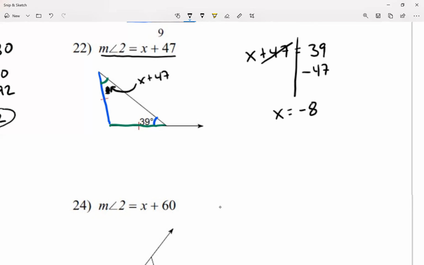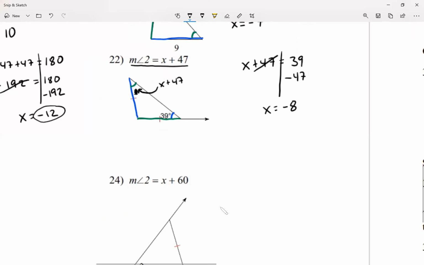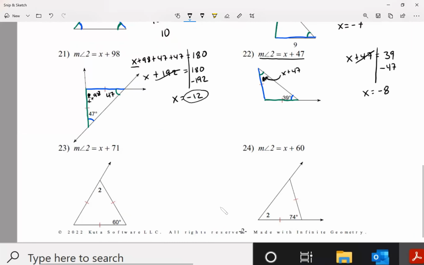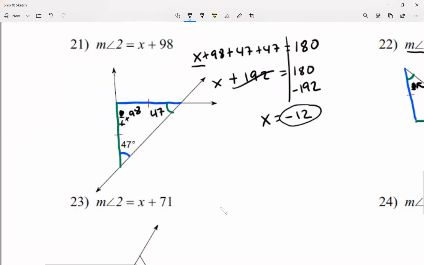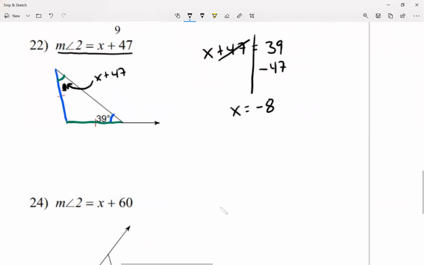X equals negative 8. One thing I want you guys to keep in mind, looking at question number 21, sometimes you're gonna use all three angles of a triangle. Sometimes you're only gonna use two angles. So look for the sides that are equal. Based on that, you're gonna find out which two angles are equal. If you have all three angles like I did in number 21, then remember, add everything and equals to 180. If you only have the two angles that are equal, like I did in number 22, let them equal each other. X plus 47 equals 39.